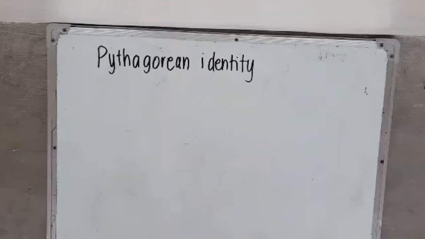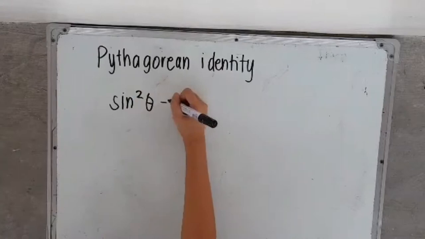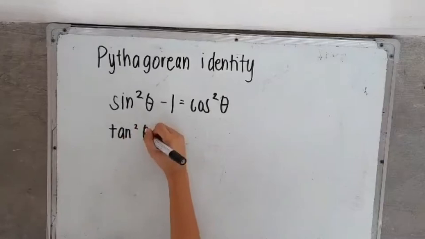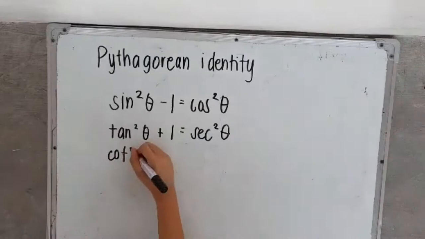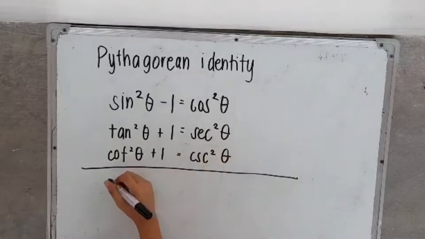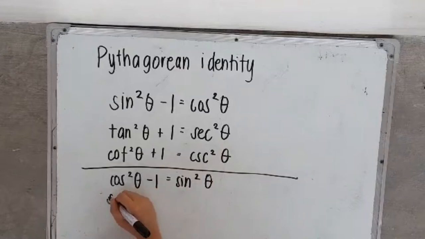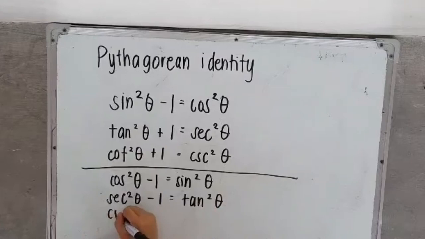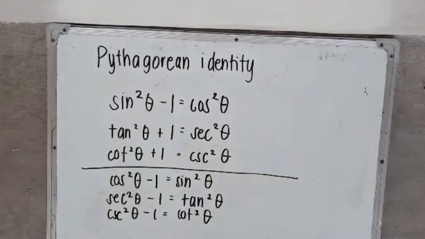Pythagorean identity. Sine squared x plus cosine squared x is equal to 1, so 1 minus sine squared x is equal to cosine squared x. Tangent squared x plus 1 is equal to secant squared x. Cotangent squared x plus 1 is equal to cosecant squared x. Secant squared x minus 1 is equal to tangent squared x. Cosecant squared x minus 1 is equal to cotangent squared x.